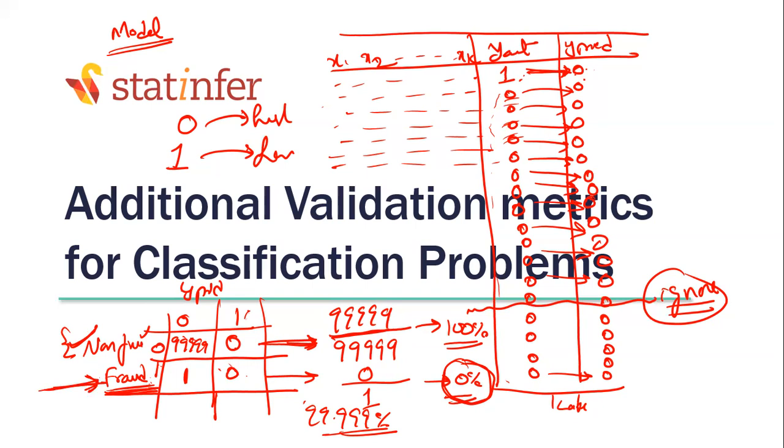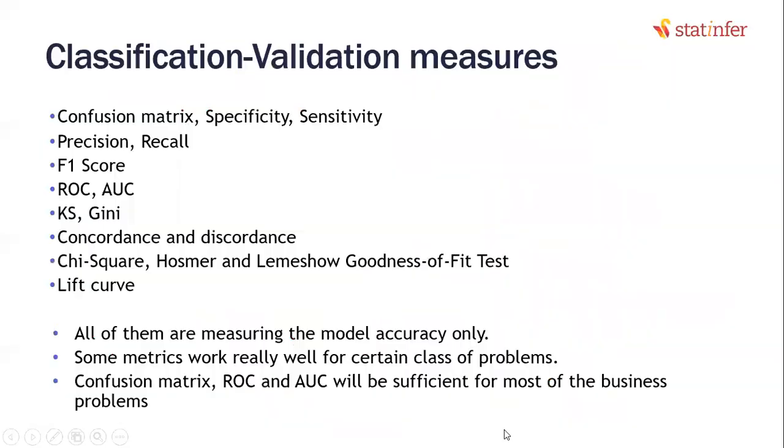Do you agree with that point? Sometimes we have to ignore the overall accuracy and focus on individual class-wise accuracy. Does it make sense in a few business cases? Yes or no? Think about it. Because here, a non-fraud transaction is not equal to a fraud transaction. That is why we have to look at individual class-wise accuracy.